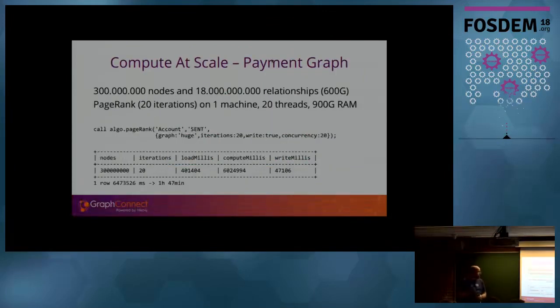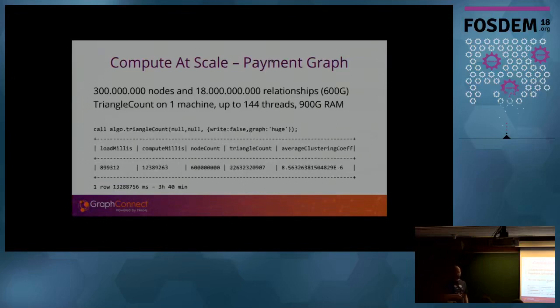So here's an example of a 300 million node and 18 billion relationship graph that has 600 gigs on disk, and PageRank with 20 iterations on one machine with 20 threads runs in 1 hour 47, which is pretty good. And the same for triangle counting on this machine with the same 18 billion relationship graph runs in 3 hours 40 minutes, which is also quite nice.